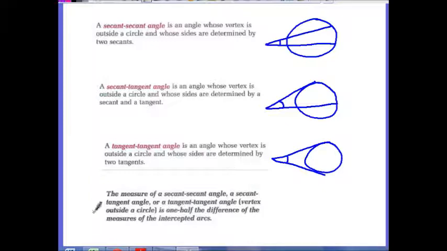Now, here's what our theorem has to say about all three of these. The measure of a secant angle, a secant tangent angle, or a tangent angle, in other words, any angle whose vertex is outside of a circle, is 1/2 the difference of the measures of the intercepted arcs. So we'll call this arc right here x, and this arc right here y. It's going to be the same for all of these. The one closest to the angle would be our x, the one furthest away would be the y. In order to find the measure of our angle, we would take 1/2 the difference of my arcs, always the bigger one minus the smaller one.